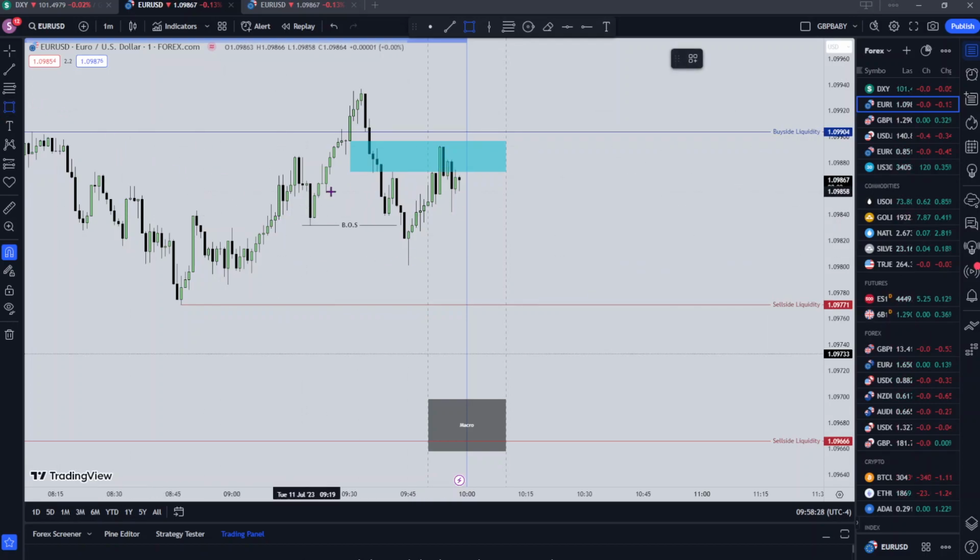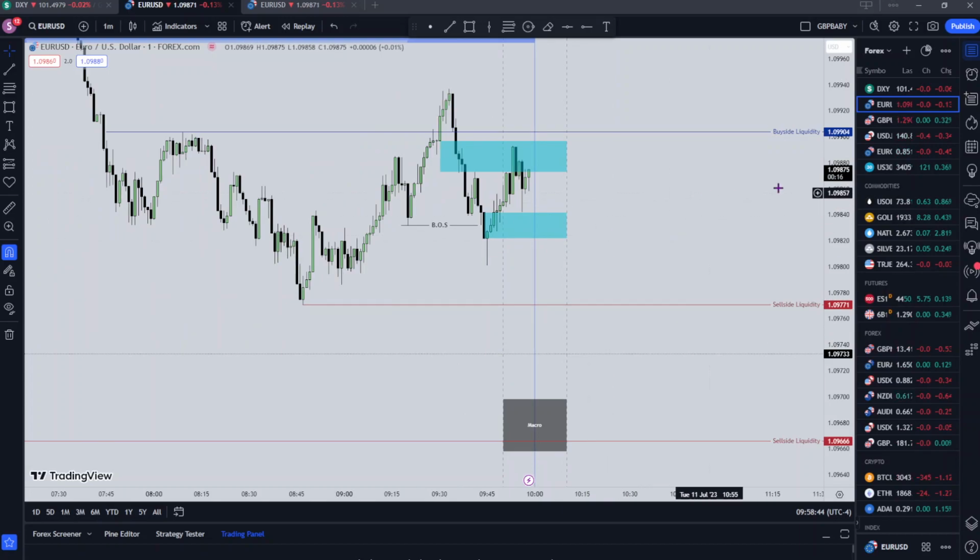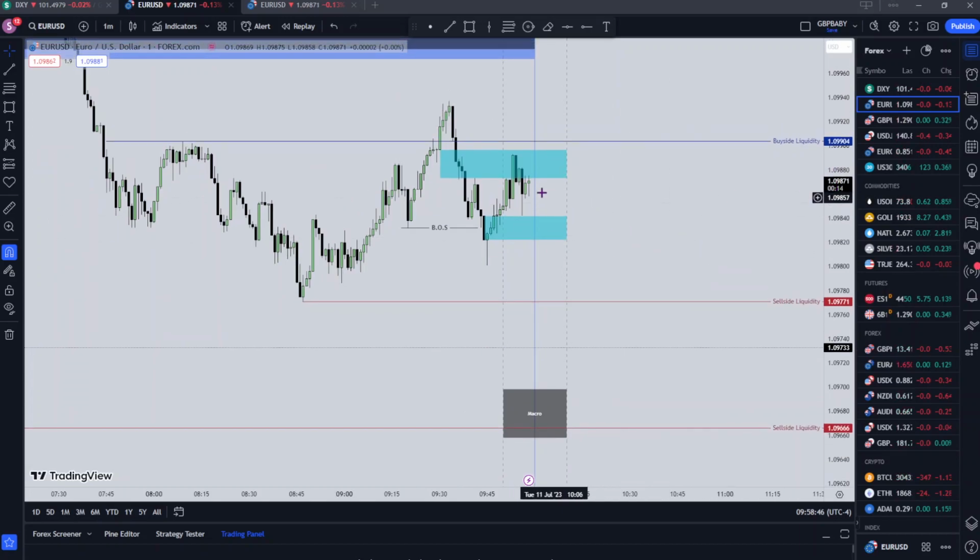There is an anticipated breaker here, so I expect price to run through this level here. Why? Swing high, swing low, high, high. I'm not expecting to break lower. I'd like to see this. You see how we're respecting the fair value gap?